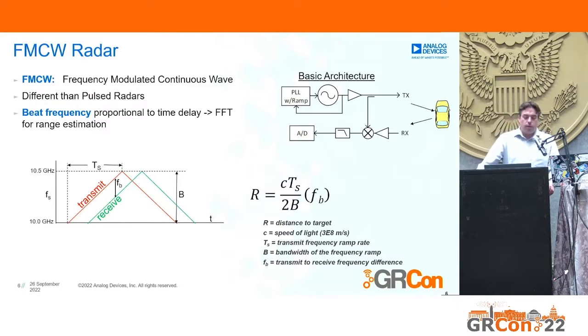In red is the transmit waveform, and in green the receive waveform. There's a time delay, and that time delay manifests in a frequency offset that's called the beat frequency. To the right is the radar equation, and you basically see that the distance to target is proportional to that beat frequency. Also, you see that the ramp rate as well as the bandwidth of the modulated signal is significant in the equation and defines the characteristics of this radio system or radar system.